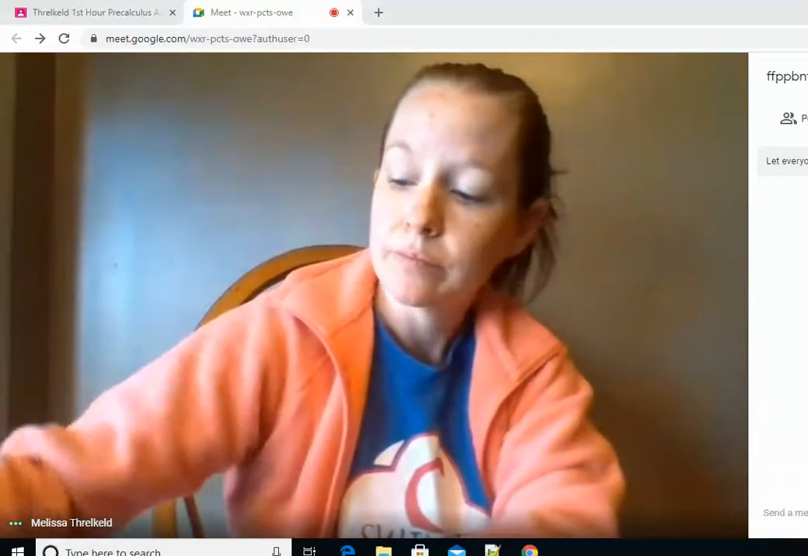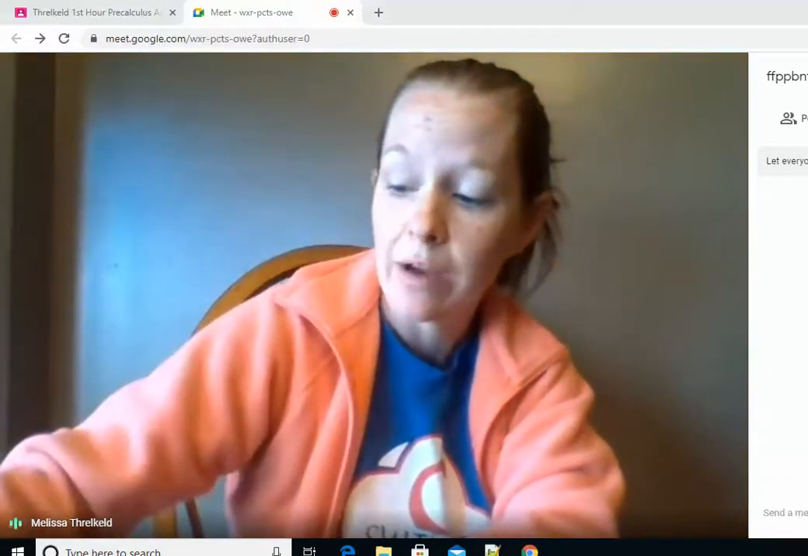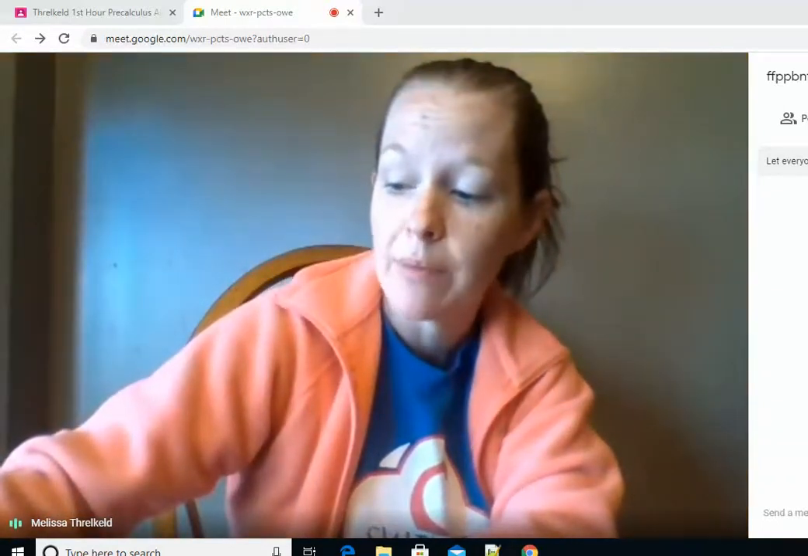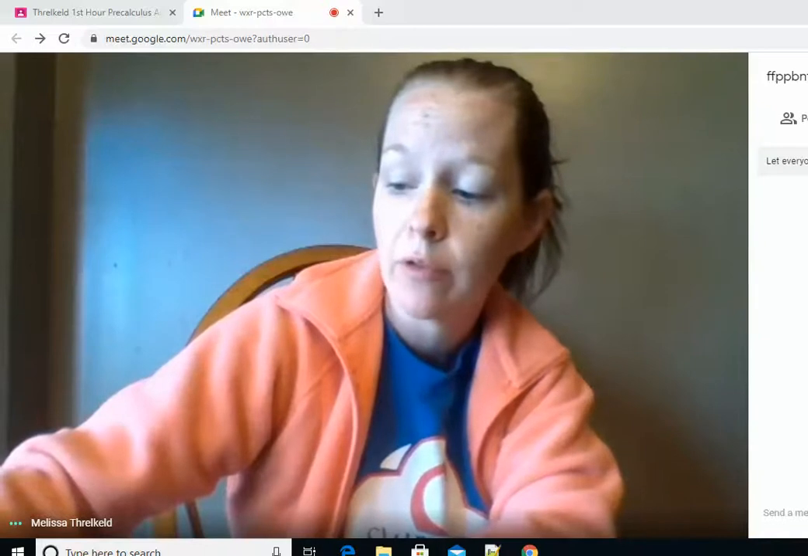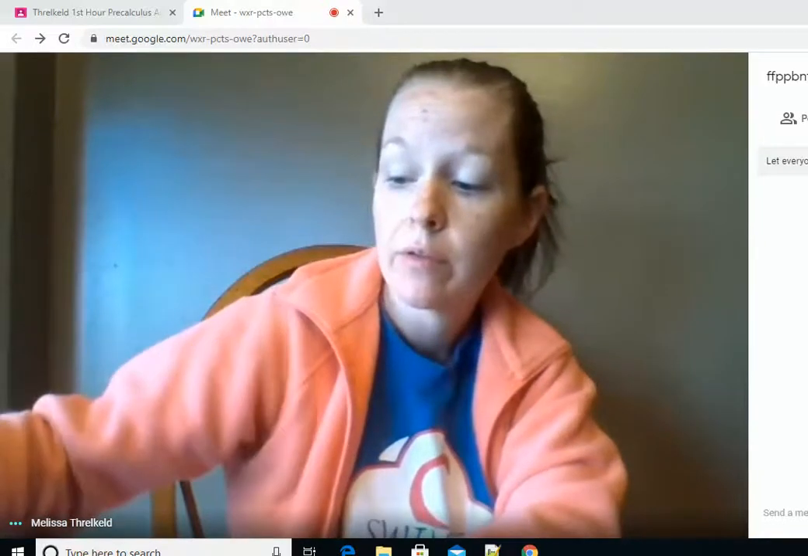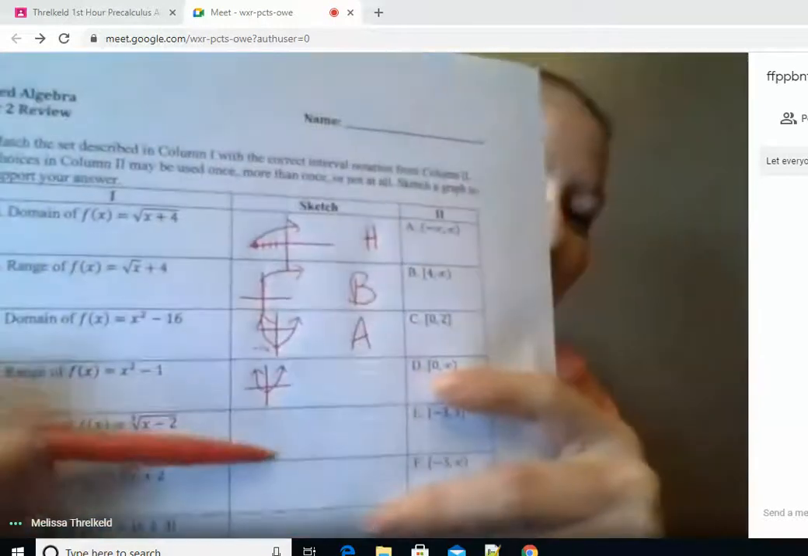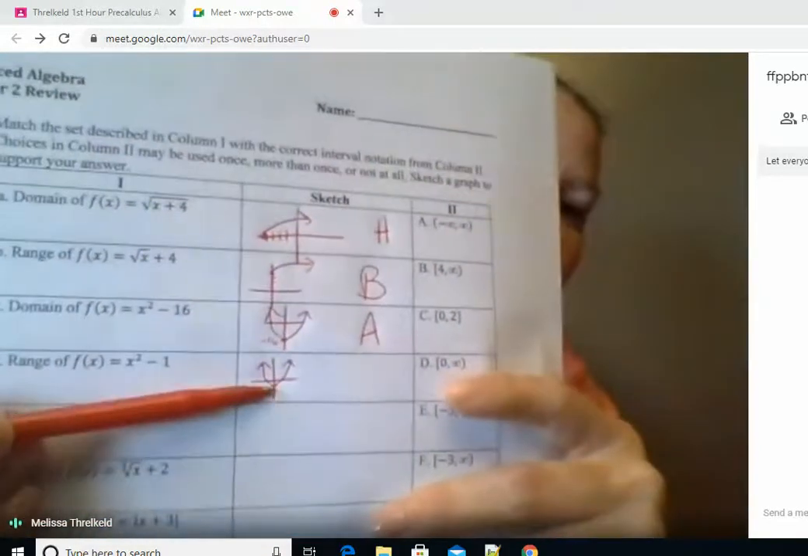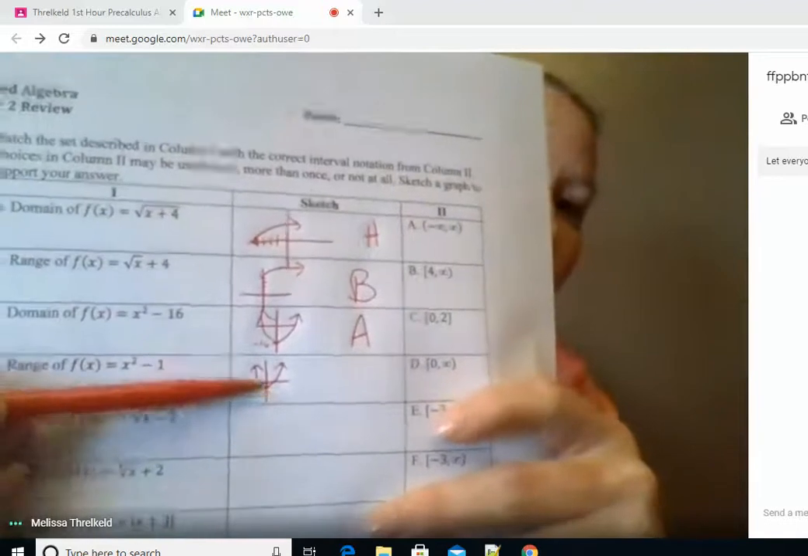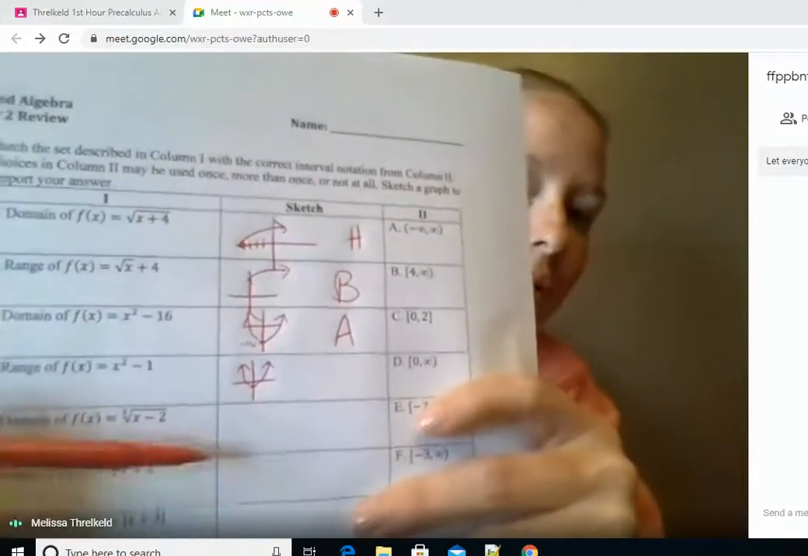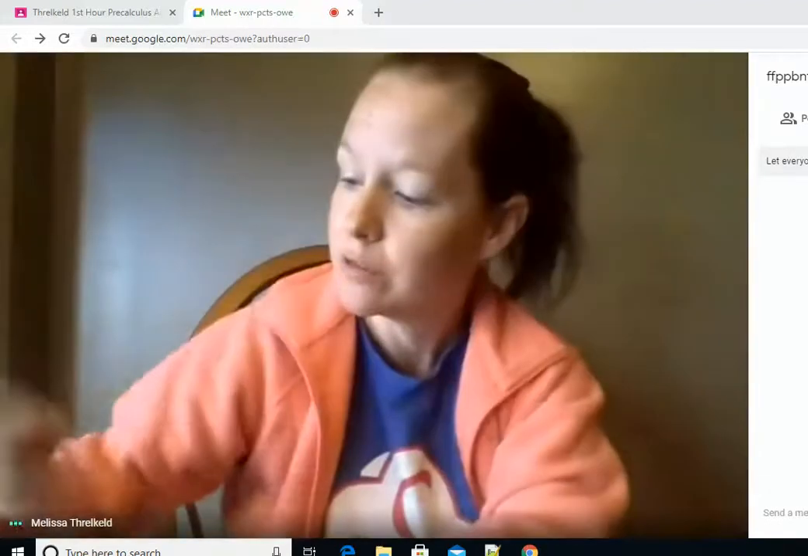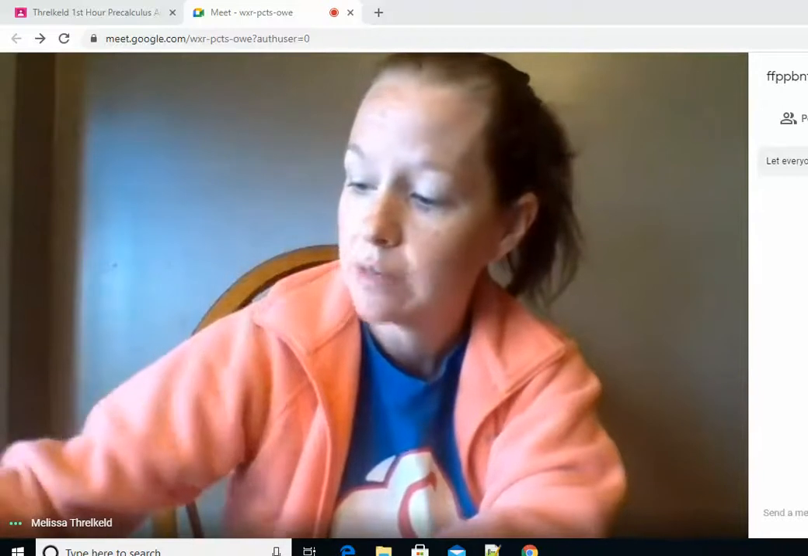D, we again have an x squared, so it's again a parabola. What's that -1 going to do to your graph? Down 1. Down 1, thank you. So this time I asked you for the range. So starting on the y, the lowest value is -1, and it goes up forever. So it would be -1 to infinity, which is G.